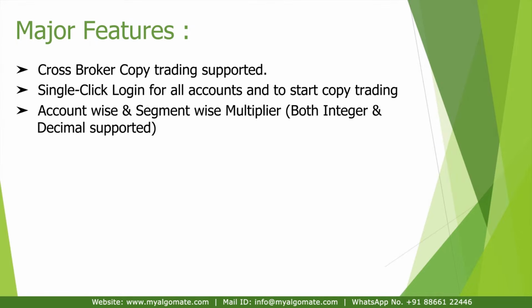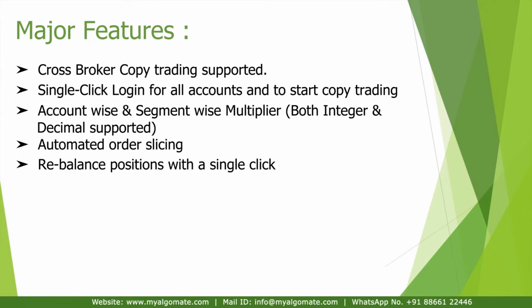You can set the multiplier account-wise and segment-wise, that is, you can set the multiplier of the child account according to your capital, either in decimal or integer. If your order quantity copied to the child account is more than the quantity freeze limit, the software automatically splits the order in the child account. If the positions in your master account mismatch with those in the child account, you can rebalance and match the positions with a single click. You can make order modifications such as order type, limit price, trigger price, and even cancel the order.